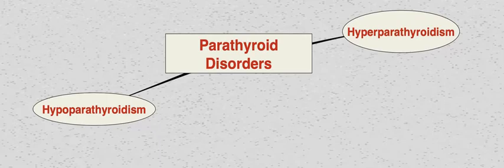Now, when we talk about hypoparathyroidism, this is your deficiency or your underproduction of the parathormone. So you have a deficiency of the parathormone, and that can be related to trauma to the glands or hypocalcemia. So your assessment findings are going to be tetany in nature.